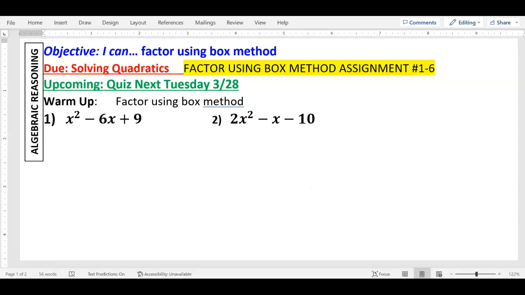This is called box method. Now, you may have learned box method in years past for multiplying two binomials.